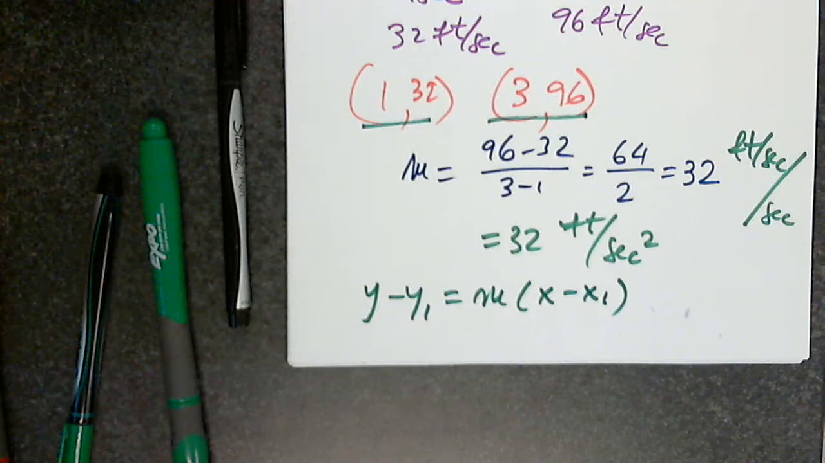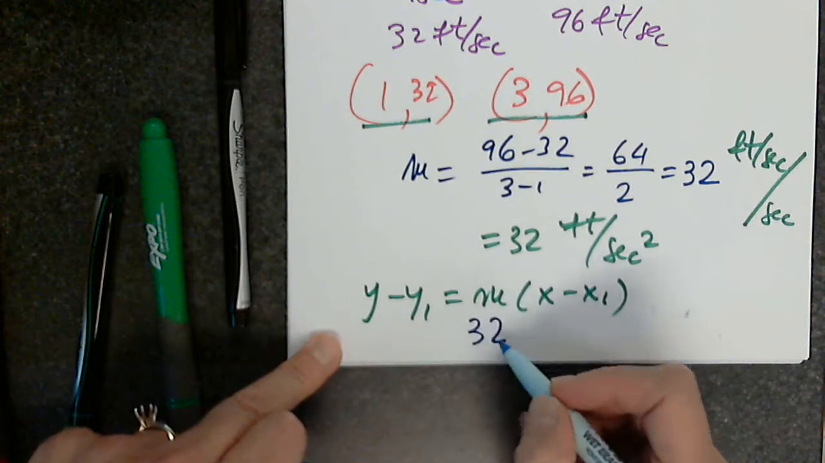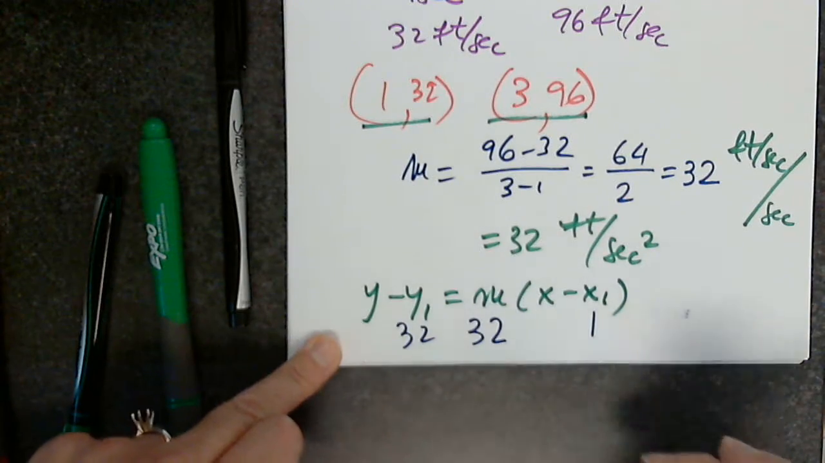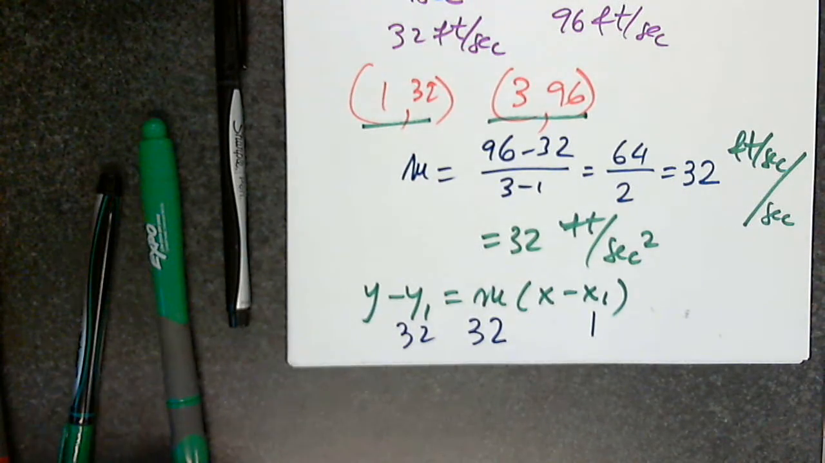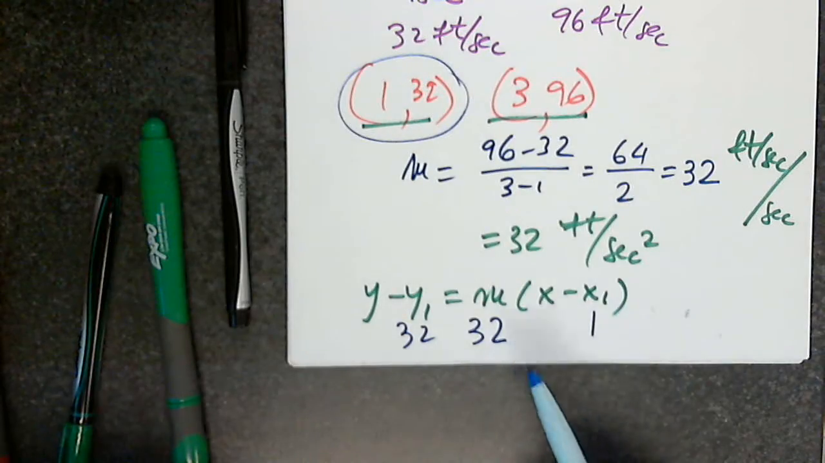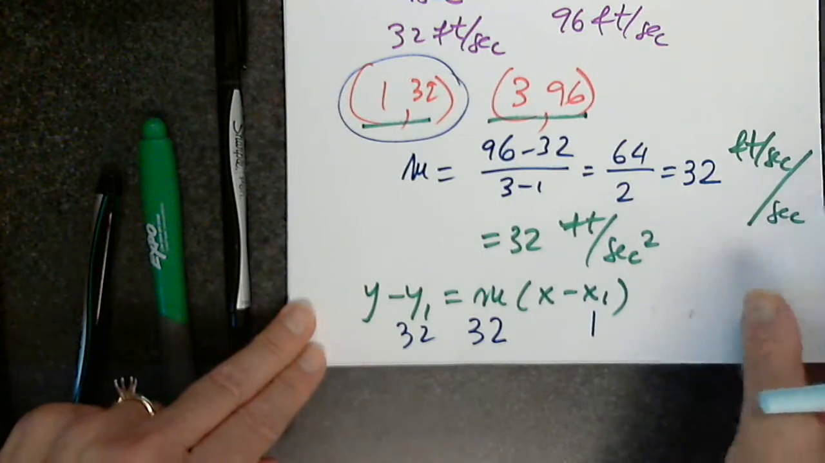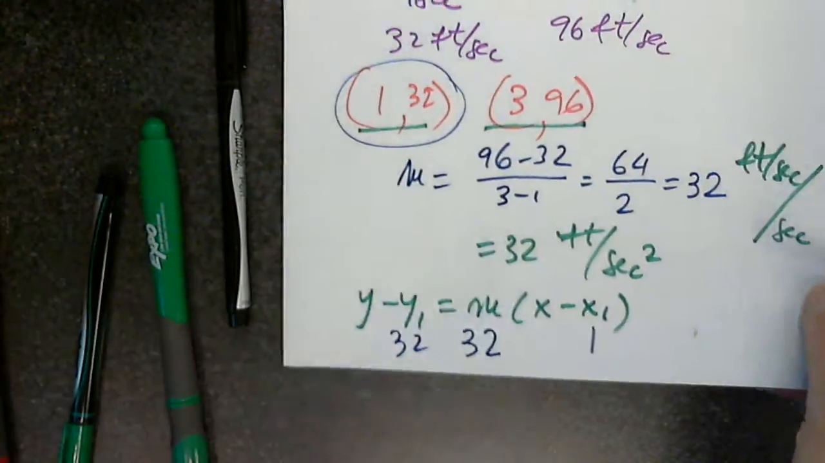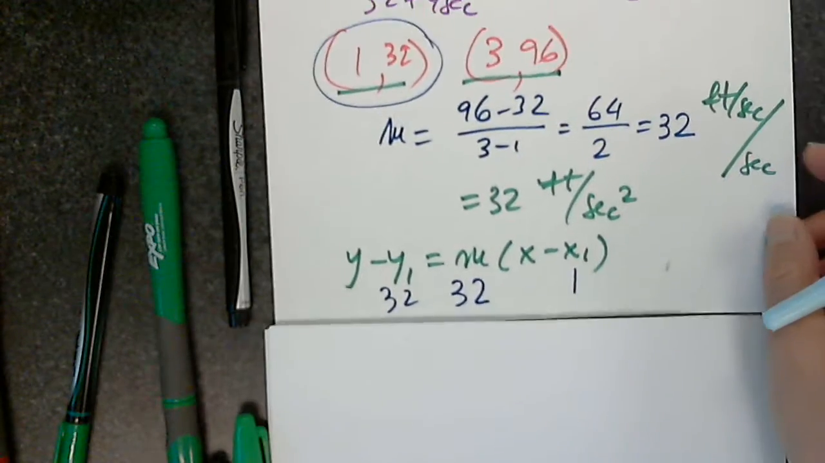It doesn't matter which point you want to use, you will get the same answer. So the slope is 32, and I'm going to use 1, 32. I'm using the first point and, of course, the slope. Very good. And that will give us the equation of the line passing through the given points.